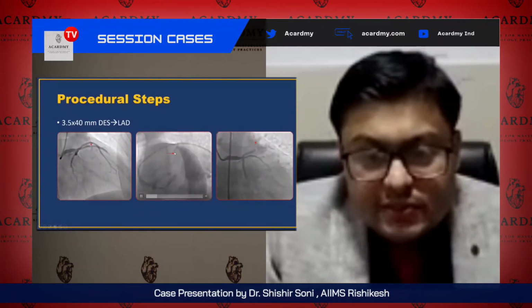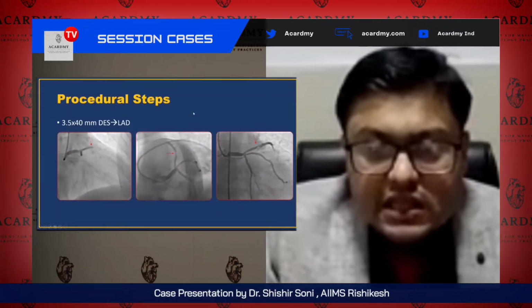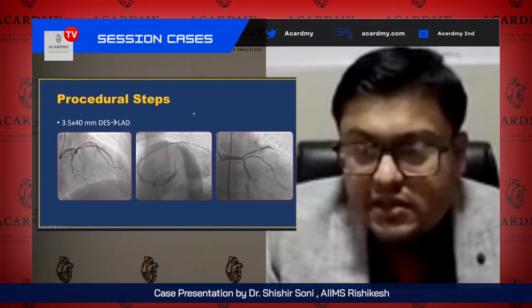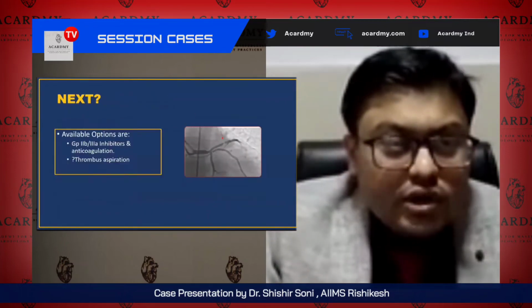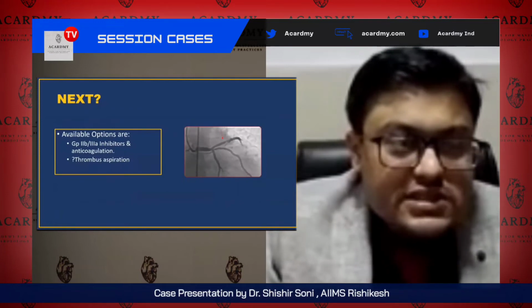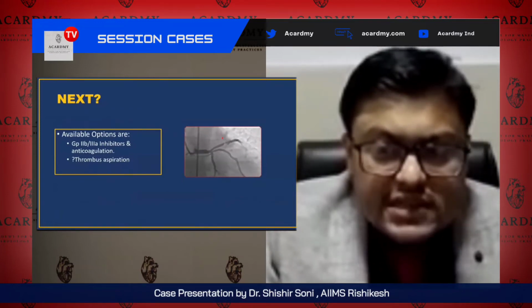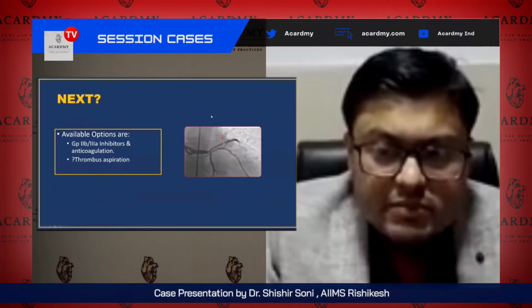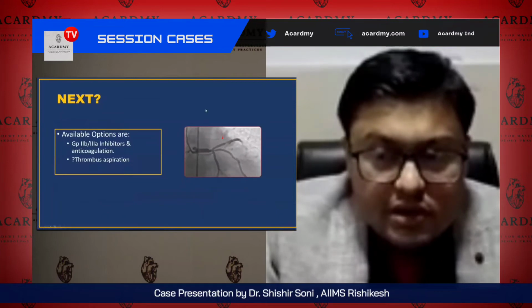deployed in that segment of the LAD, from proximal to mid LAD. However, as shown by this arrow, after stent deployment there was some thrombus, as you can see in all three views that we have taken. So again, what can be the next? The available options we could consider in these situations are GP2B3A inhibitors, and continuing the anticoagulation only, as distally the flow was well established and the procedure was uneventful.